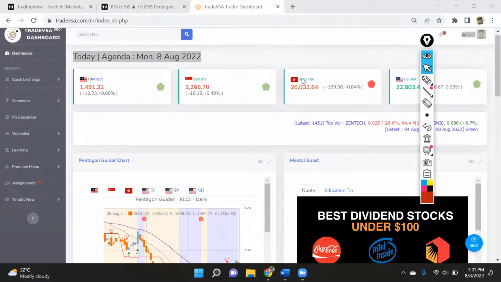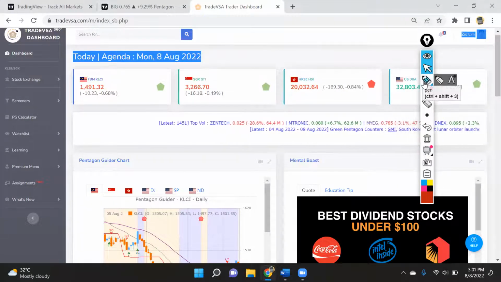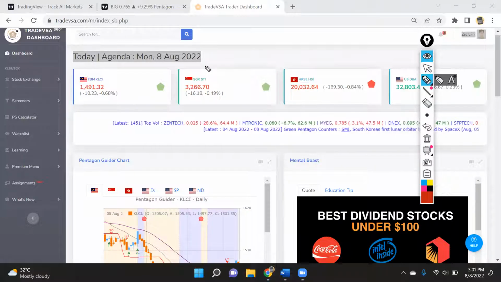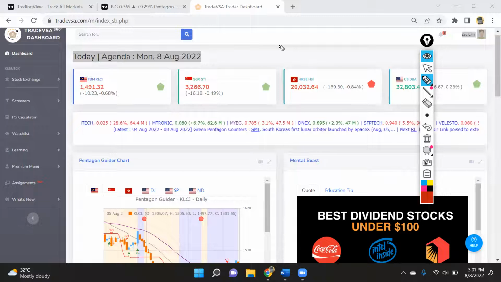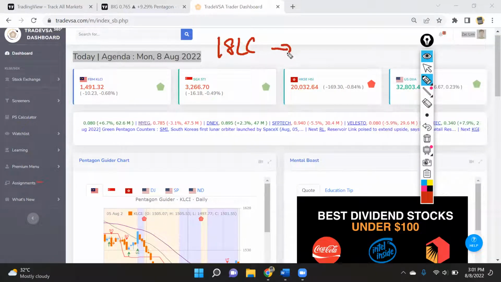And of course we're going to look into the screener as well, how I use the 18LC screener. Sometimes I will use Pentagon, but mostly I use 18LC. So how I use the, let me just add the members in. I use the 18LC screener to look for the pullback.